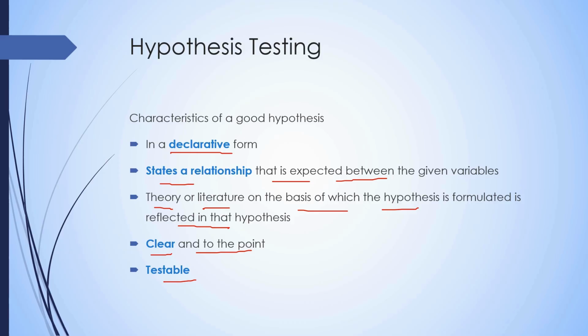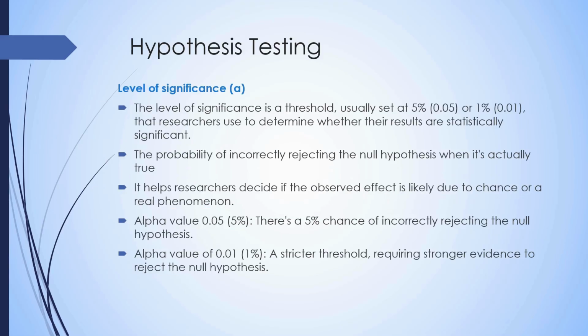So the whole point of hypothesis testing is we should be able to test the hypothesis. Only if your null hypothesis is rejected. How? By accepting the alternative hypothesis. Only then you can continue with the study. So your hypothesis should be testable for it to be a good hypothesis.